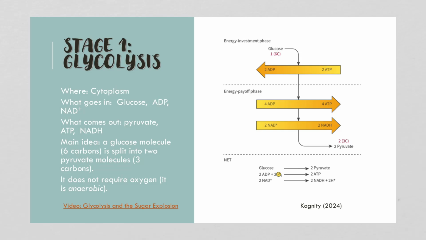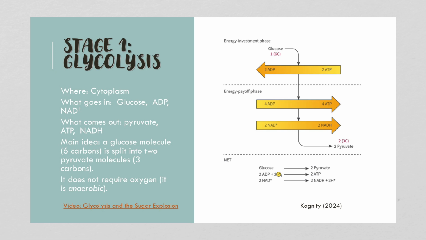So for each of these stages of the metabolic pathways, we're going to start with just stating the general facts. So where it happens, what goes in, what comes out, and the main idea. And then we'll take some time looking at the deeper parts of it. So glycolysis happens in the cytoplasm.